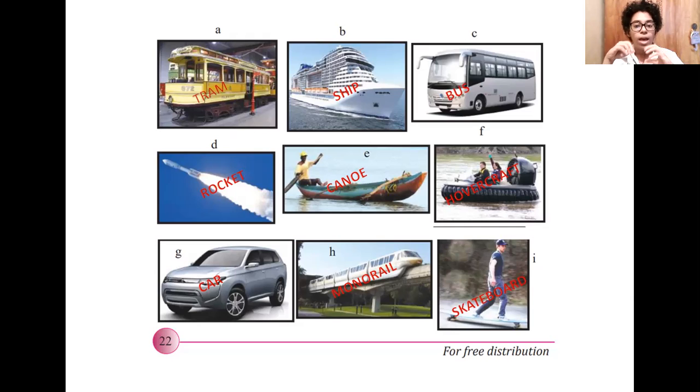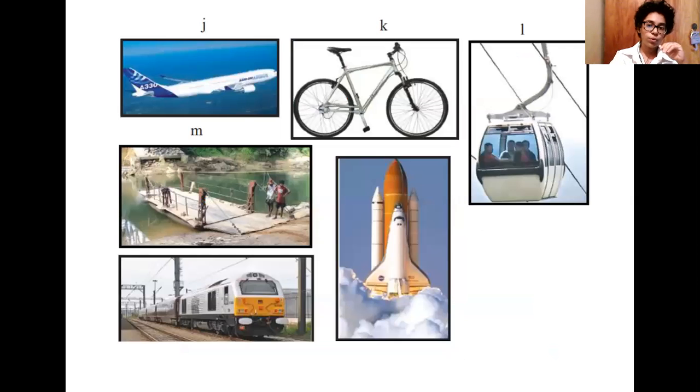Now tram and monorail, we don't know about them. But we identified them from the small hints in the picture, right? So that is how you answer the paper. So we go to the next one.